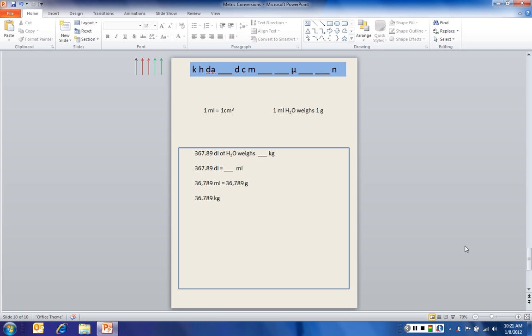All you had to do at the beginning was recognize that the only difference this problem had was the fact that the units were different. But since you know how to make those conversions between those units, you could quickly move between deciliters and milliliters, then turn that into grams and then turn that back into kilograms. I could have also asked you the same question and said, how many cubic centimeters was that going to be? Well, if it ends up being 36,789 milliliters, then it would have been 36,789 cubic centimeters.